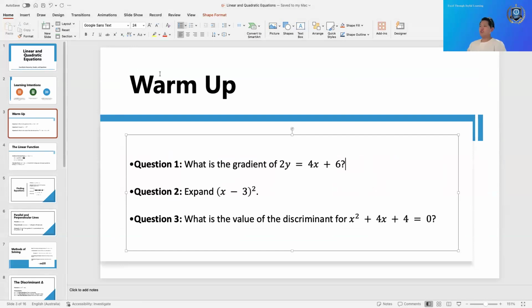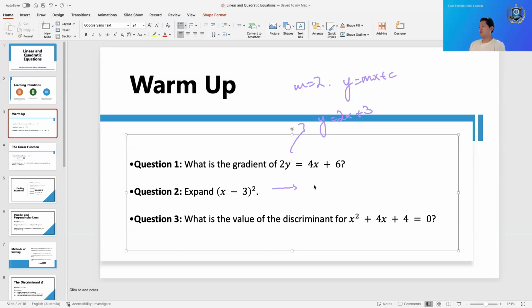So the gradient is found from the form y equals mx plus c. Then you want to turn the equation into that form. For this one, you change it into y equals 2x plus 3, and then your m would be equal to 2. Pretty straightforward.